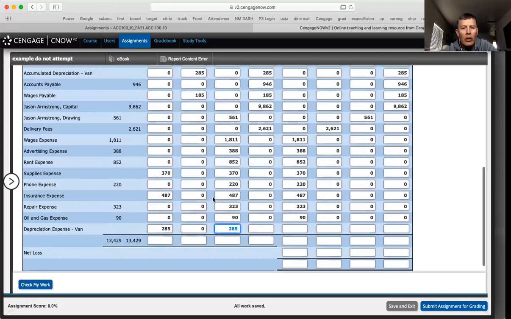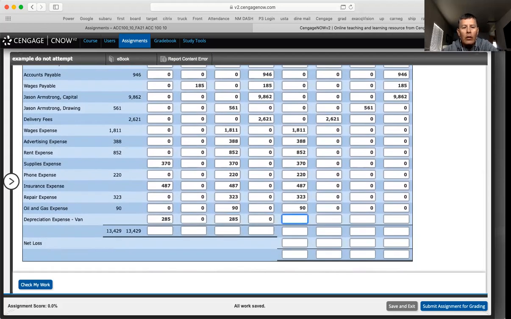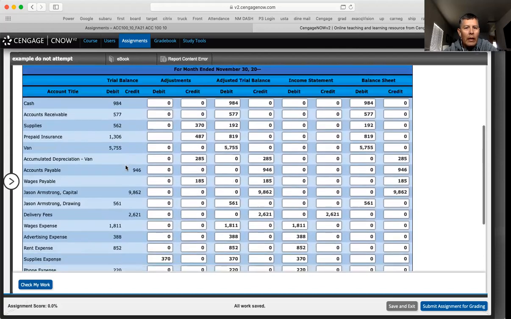Our adjusted trial balance. Okay, 0 here. So then on our income statement, we'll put 285. Nothing here, nothing here, nothing there. Okay, so a balance is here. Now we just have to see if these add up.